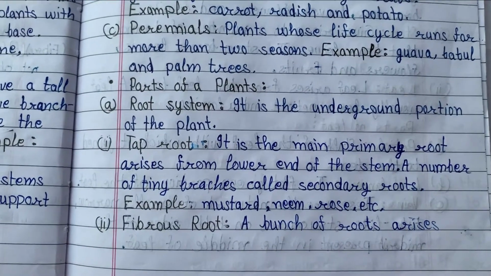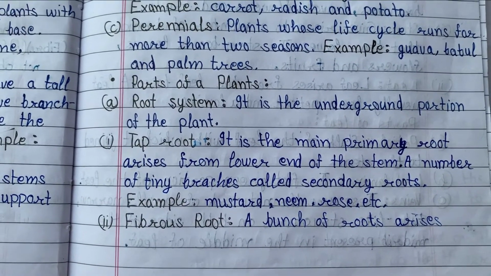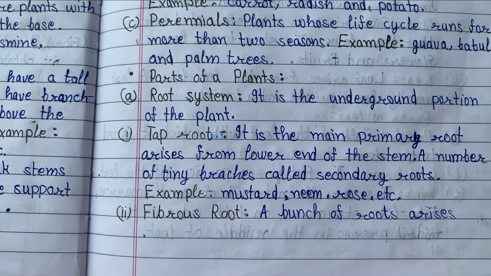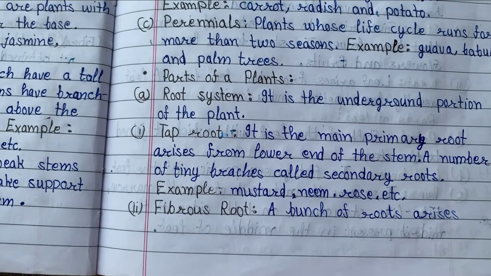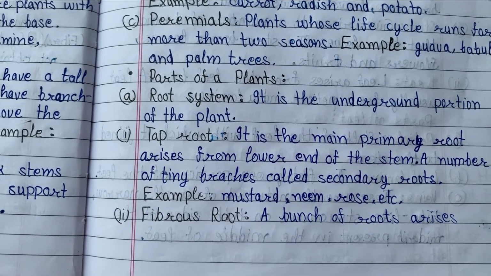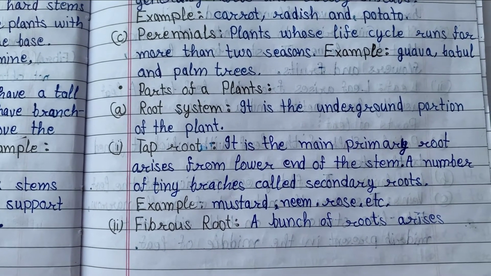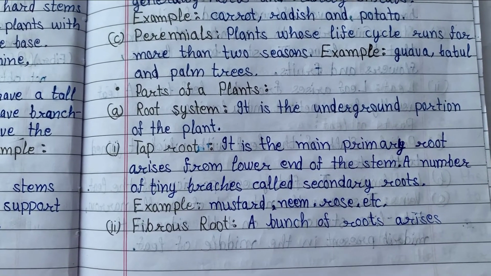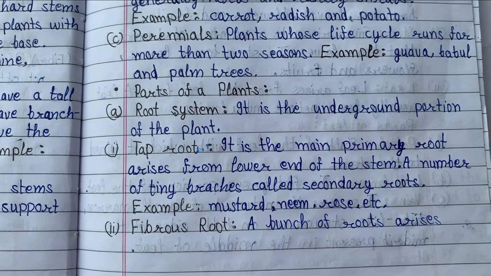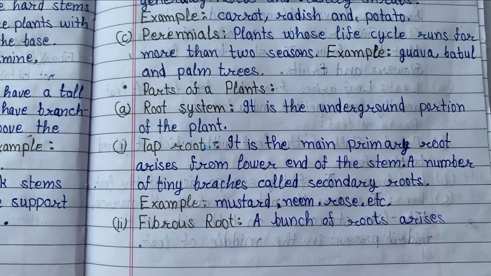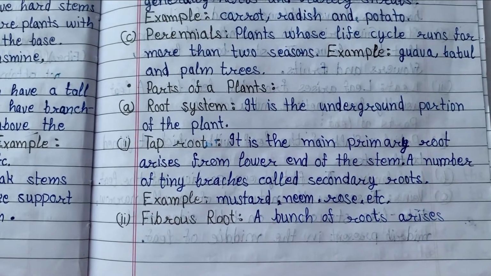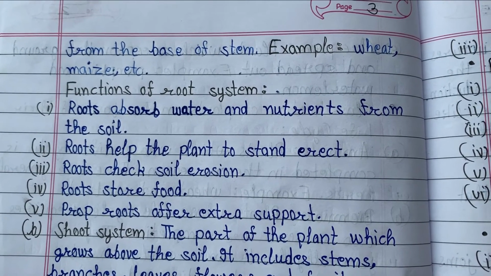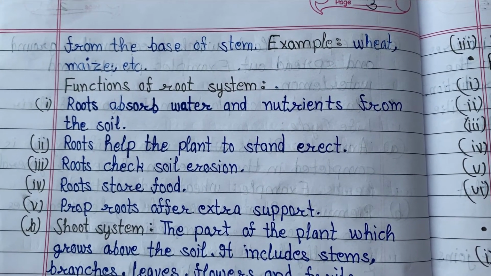Now let's discuss the parts of plants. We have 2 systems in the plants: root system and shoot system. Root system is the part of plants which is under the ground, and above the ground is called shoot system. So in the root system we have tap root, we have fibrous roots. These are the different types of roots. In the tap root there will be a main root which arises from the main stem, and then tiny branches will come out of that. In fibrous root, a number of roots will emerge out from the main root.